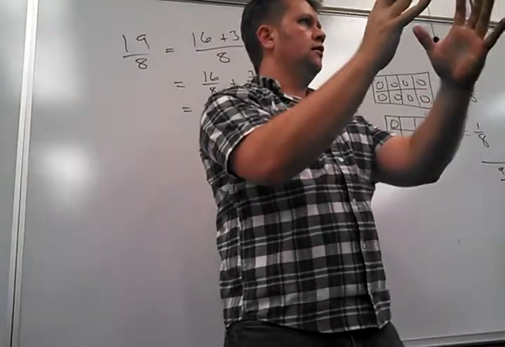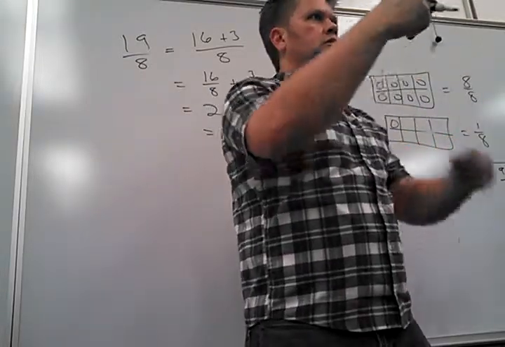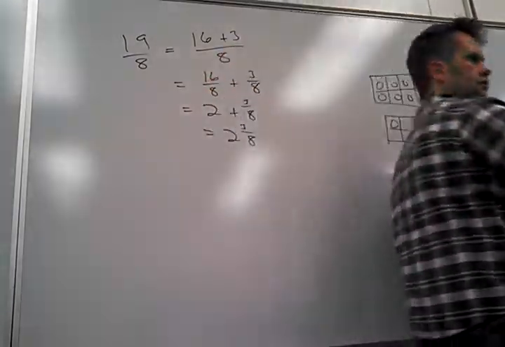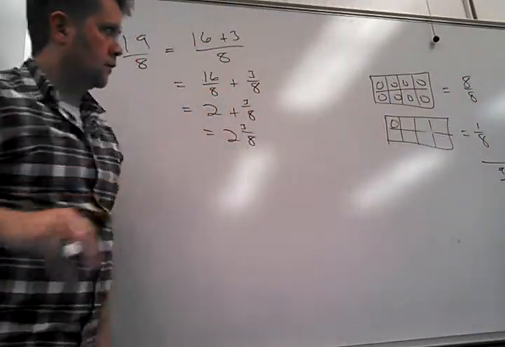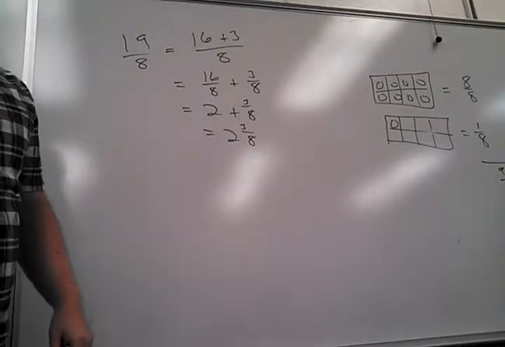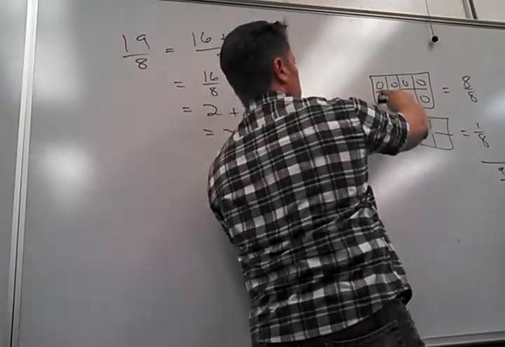So it adds up: 1 eighth, 2 eighths, 3 eighths, 4, 5, 6, 7, 8, 9 eighths, 10, 11. Well, it's the same thing as 1 and 1 eighth.